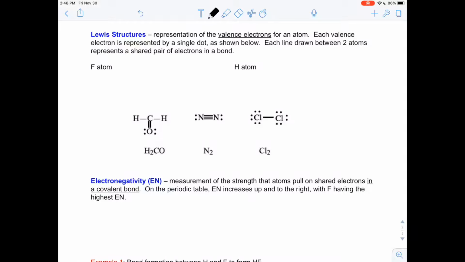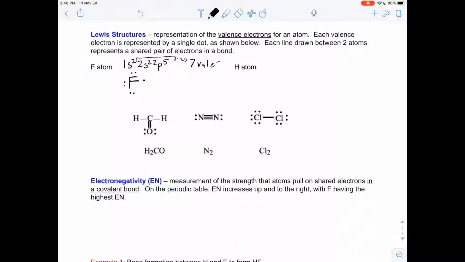So Lewis structures are going to represent the valence electrons for an atom. So for example, if I have the fluorine atom, we would see that its electron configuration is 1s2, 2s2, 2p5. And so that would tell us we have 7 valence electrons. So to represent those 7 valence electrons, each one of those is a dot. And we usually put a pair of them together to represent that they're paired up. And then it has one unpaired electron there.